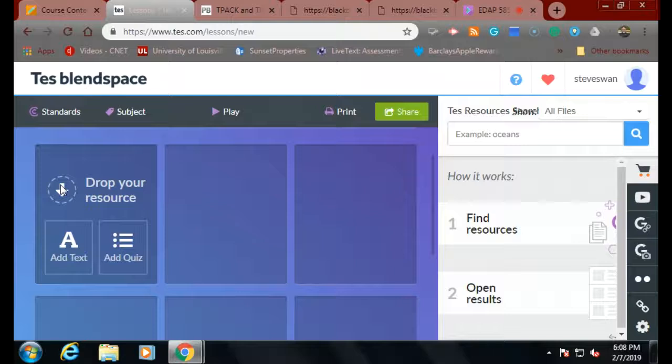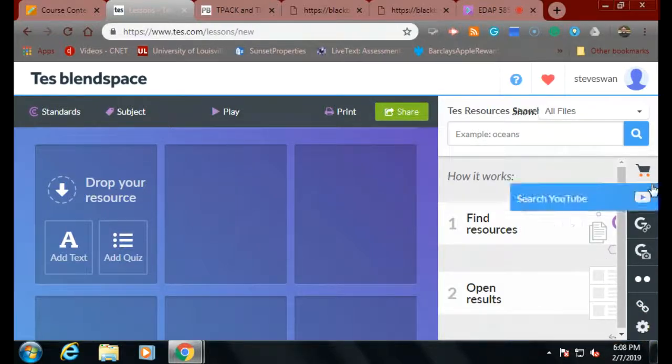So we can put in a text box. We can add a quiz, which is really interesting. And we can do resources. If you look over here on the right-hand side of the page, holy smokies, look what comes up. You can put resources in from YouTube. You can put resources in from the Goog. You can put resources in from Google Images. You can search Flickr. You can put in a web page. You see where I'm showing you here. And then you have settings.